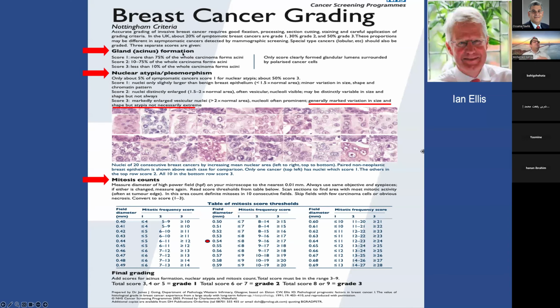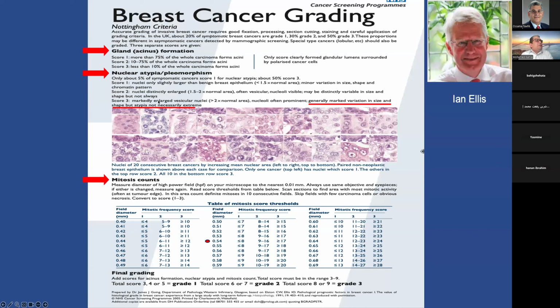So if you have more than 75% of the tumor forming tubules, that's score 1. And tubules are not just any lumens; polarization is required to be considered tubules. We're going to touch base on that when we talk about cribriform carcinoma. 10 to 75%, that's score 2. Score 3 is when you have less than 10% of the tumor forming tubules.